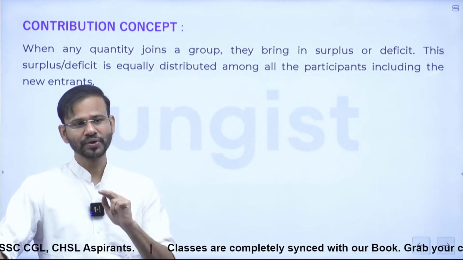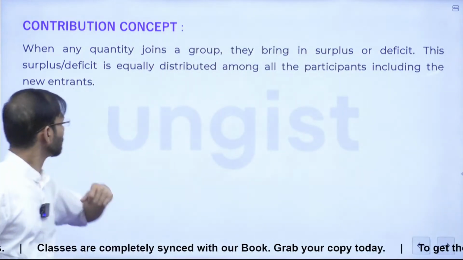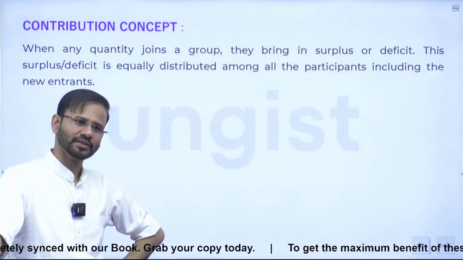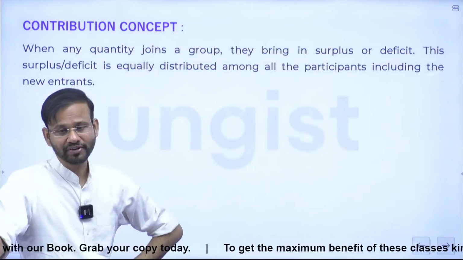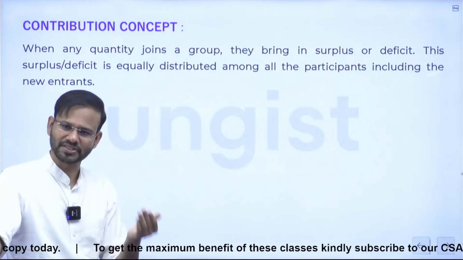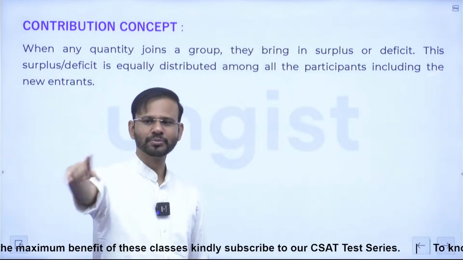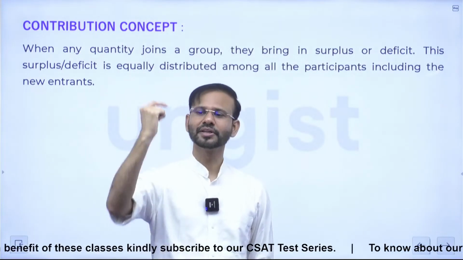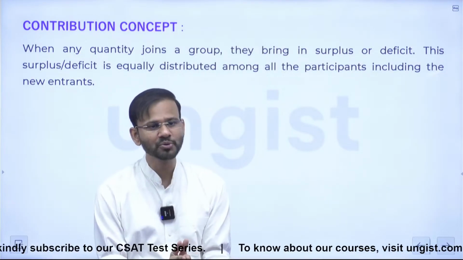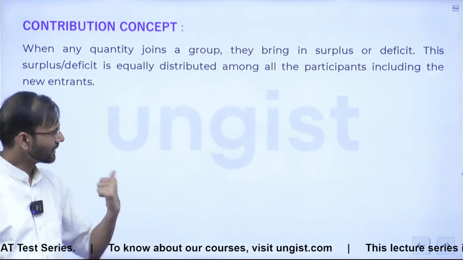But if his weight is more than 55 or less than 55, right? So when any quantity joins the group, they bring in some surplus or deficit. Obviously if his weight is more than 55, then this will be treated as the surplus, or if his weight is less than 55, that will be the deficit. Correct everybody? And that surplus or deficit will be equally distributed among all the members of this class, including the new entrant, to find the average. Average means what? The equal distribution of what we have. Correct everybody? Right.